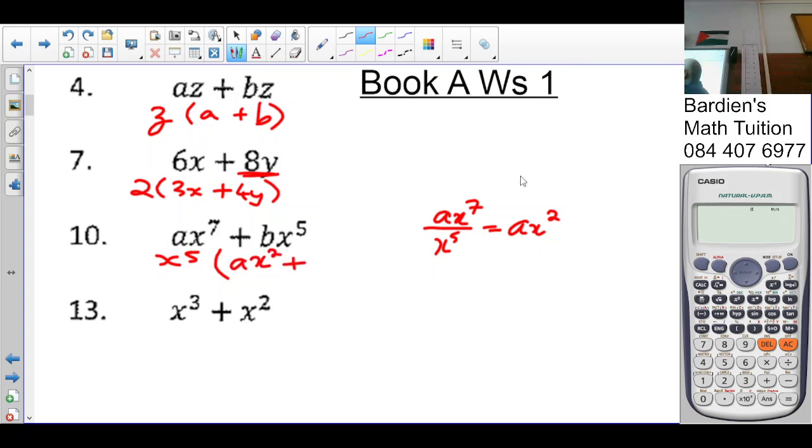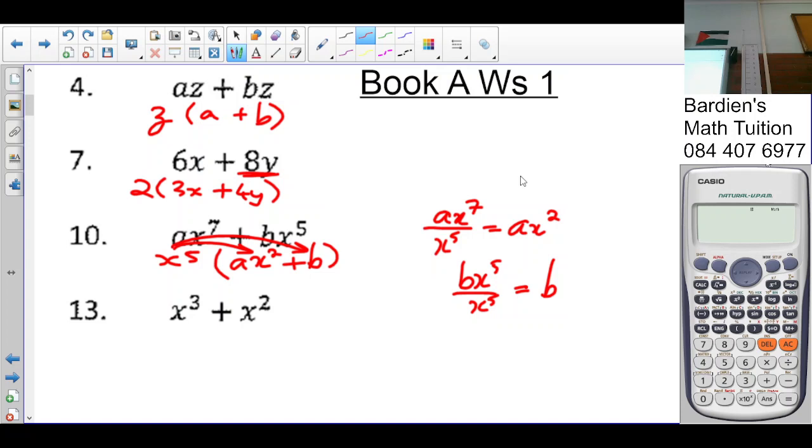Plus what? Bx to the exponent 5 over x5. So what is that going to give us? B squared. And there we go. And we can check if we're correct. What is x to the exponent 5 times ax squared? Ax 7. X to the exponent 5 times b. Bx to the exponent 5. You guys understand? Any confusion?